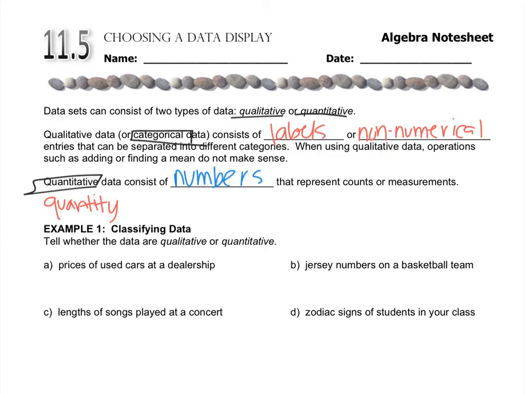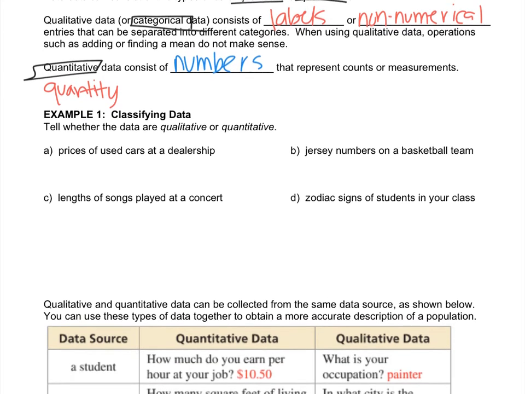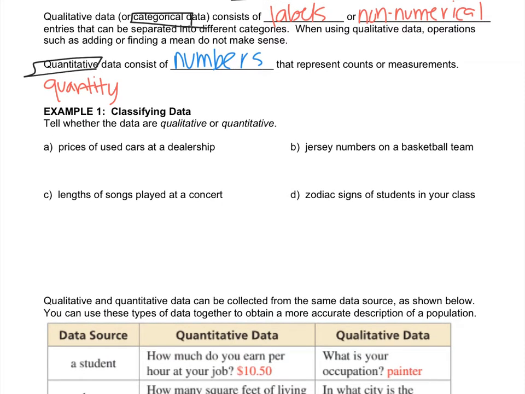So let's look down at example 1, and we have to just say whether it's qualitative, meaning it's about categories, or quantitative, which would be about numbers. Pause the video and see if you can figure out what they are on your own before I give you the answers.